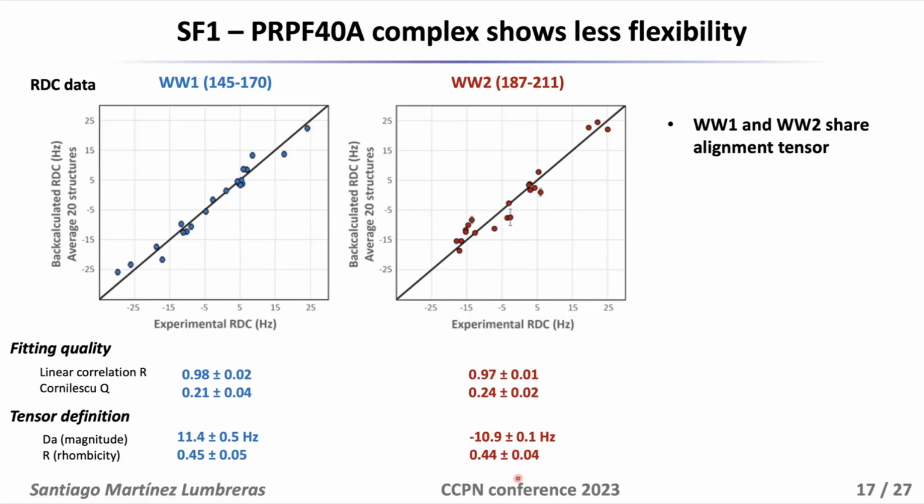But now we have a different situation. Now the tensor definition for both domains is quite close, with a magnitude of around 11 Hz, and the rhombicity is quite close, meaning that now there is a correlation of both orientations. So what we conclude is that probably the two domains are now fixed. The orientation of both domains is fixed in solution.